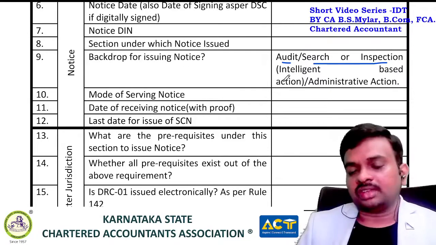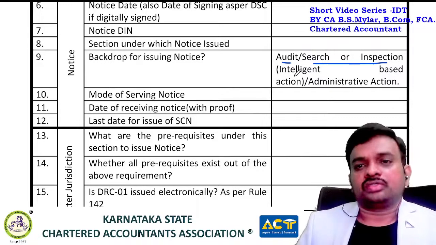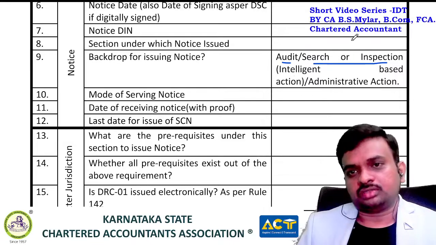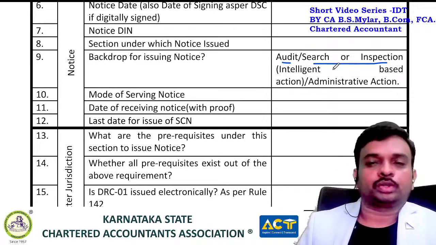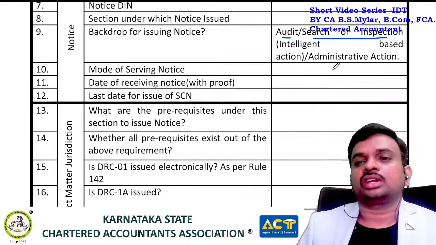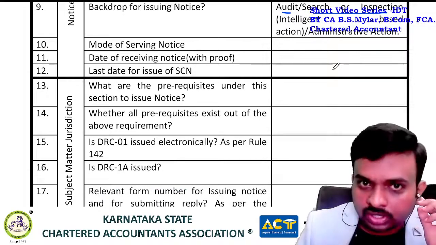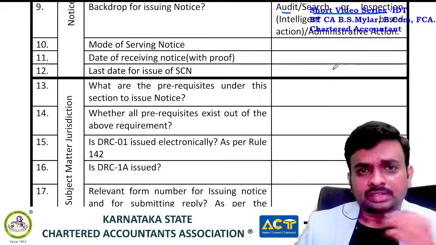Once they are given this, then we have to reply to the show cause notice. If it is an audit and then administrative jurisdiction will do a search, and based on the intelligence action, then Center and State both can do. If it is a show cause notice from audit, ensure that it is from the administrative jurisdiction. Mode of service of notice is important to see. If the mode is not proper, then you can take this ground.